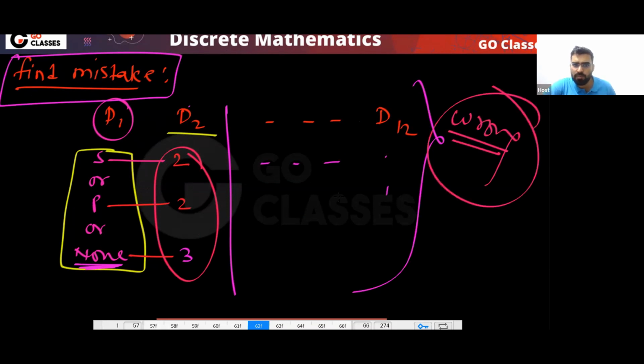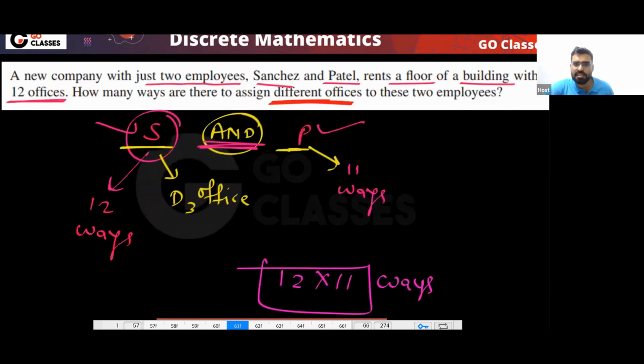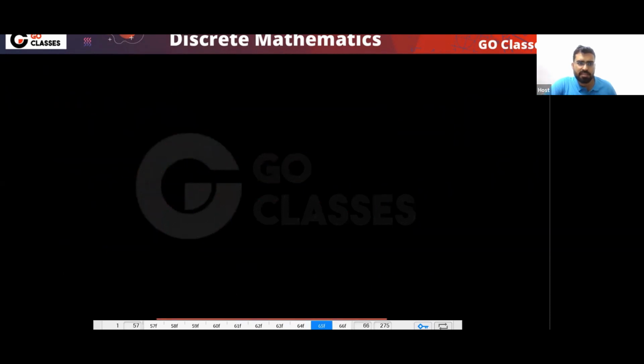I hope you are getting this, because remember, if I put S here, you are getting 2. If I put none here, you are getting 3. So you cannot apply the product rule. And even if you solve like this, it is possible that no one will get an office. So this answer is not correct, yes or no?